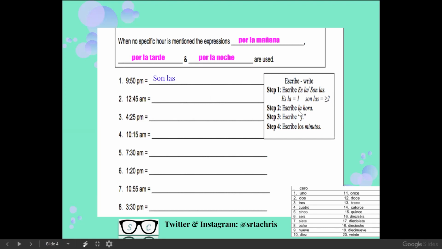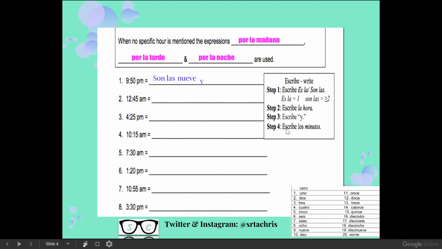Step 2, you have to write the hour in Spanish. The hour is the first number before the colon, which is 9. So I look at my vocabulary list to find the word for 9, and that is nueve. Step 3, you're going to write y because there are minutes afterwards, and we want to show that there's an addition of minutes. Y is pronounced "ee" in Spanish. Son las nueve y.